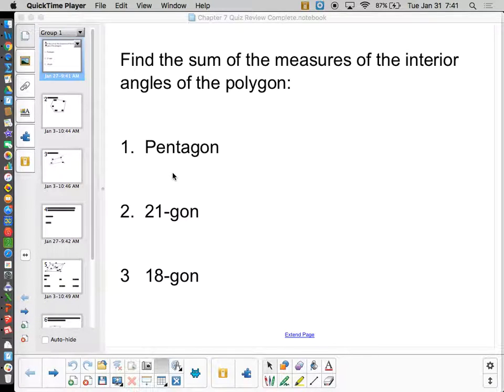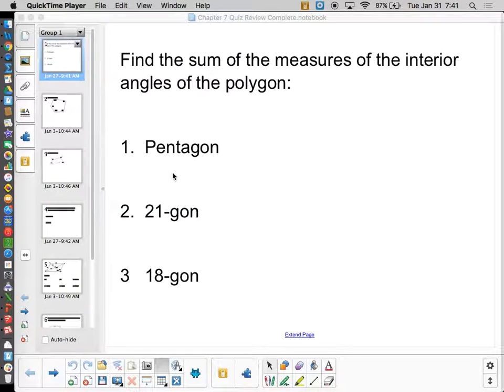These types of problems, find the sum of the measures of the interior angles of a polygon. Very basic stuff, but obviously, one of the big keys to second semester is knowing formulas and being able to apply them. That's going to be one of our big keys all semester long. You got to know your formulas. You got to be able to apply them in the right situations and know which formula to apply when. So that's going to be our biggest challenge all semester long.